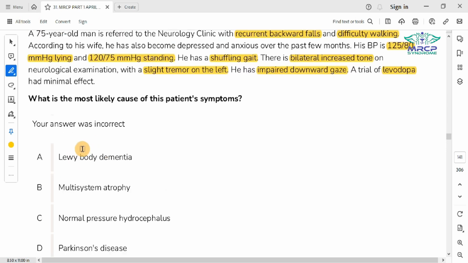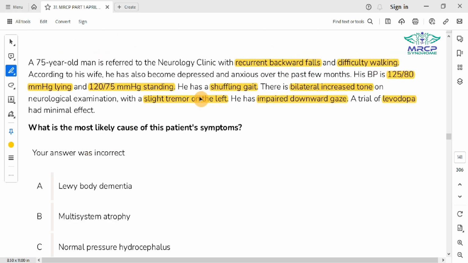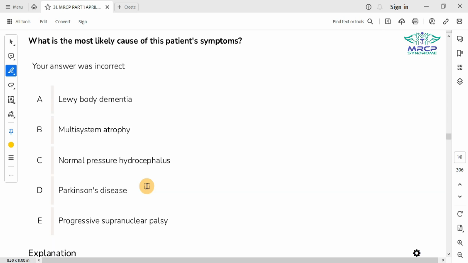So we have already discussed. This patient is having Parkinson's disease, and this is one of the Parkinson plus syndromes. Recurrent backward falls point towards postural instability. Impaired downward gaze points towards vertical gaze palsy. So PD plus postural instability plus vertical gaze palsy diagnosis: progressive supranuclear palsy. Yes, this is the PSP. Alternative name of PSP is the Steele-Richardson-Olszewski syndrome.